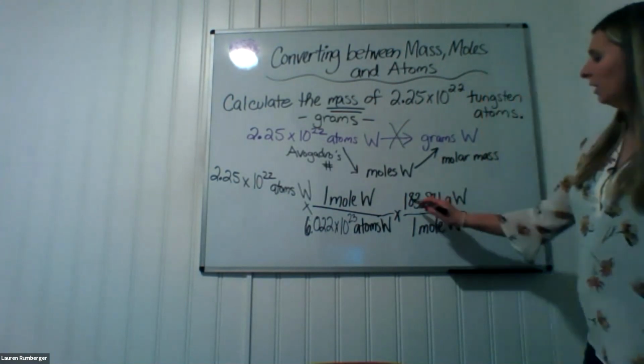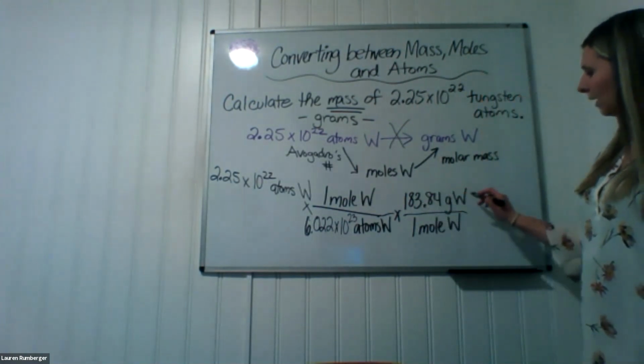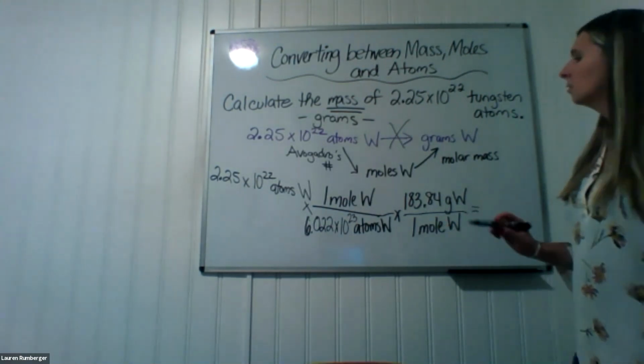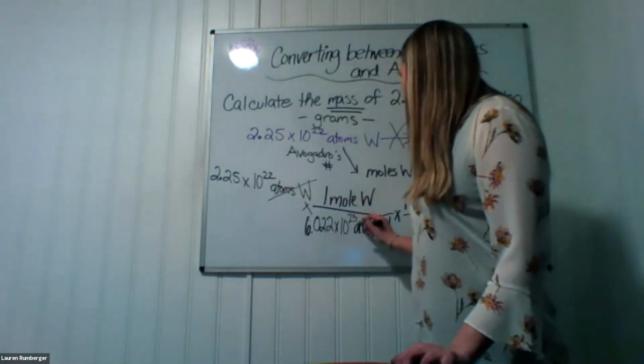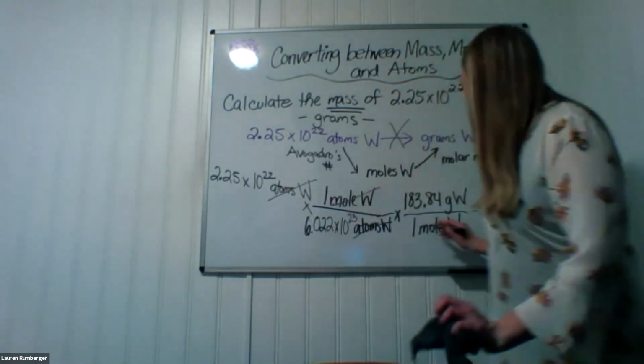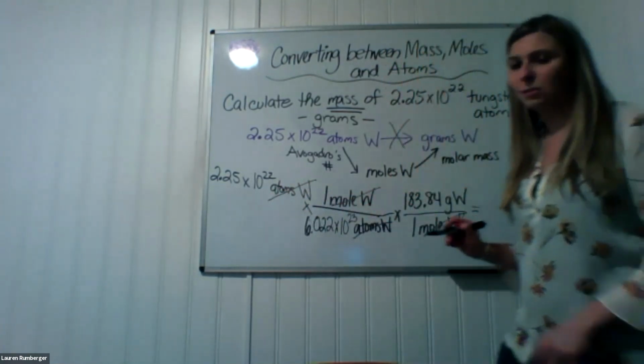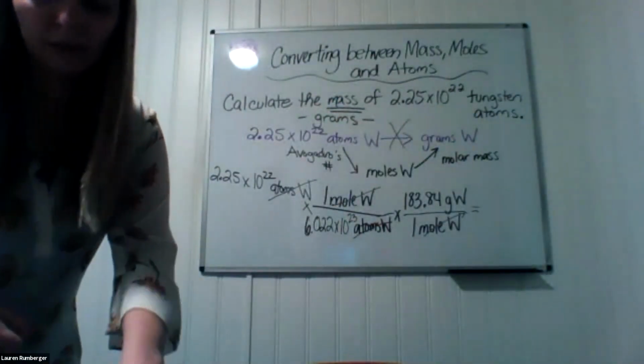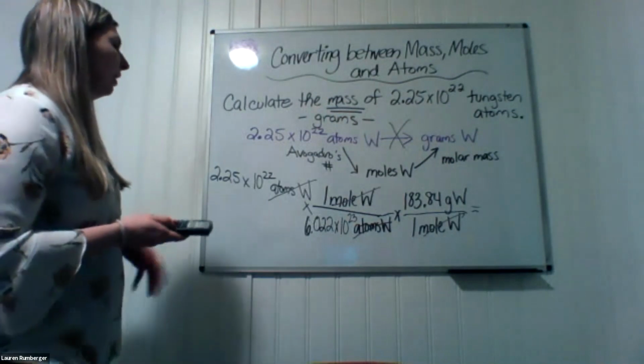So 183.84 grams of tungsten per 1 mole of tungsten. Now we cancel our units of atoms, cancel our units of moles, and what's left is our units of grams. So once we have our units set up, we begin our calculation.